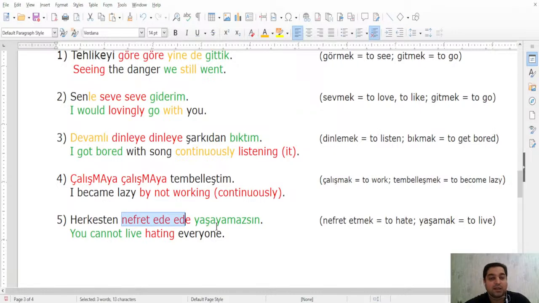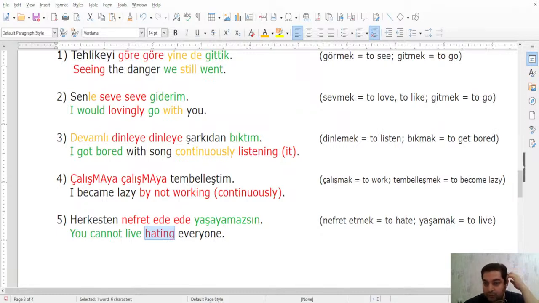You don't say nefret ede, nefret ede, nefret ede. You don't make the double of the whole thing. You make just the double of the second part: if you have a compound verb, you only deal with the verb's part, the second part of that compound verb. So herkese nefret ede ede yaşayamazsın. You cannot live hating everyone, or continuously hating everyone. This is also a participle again.